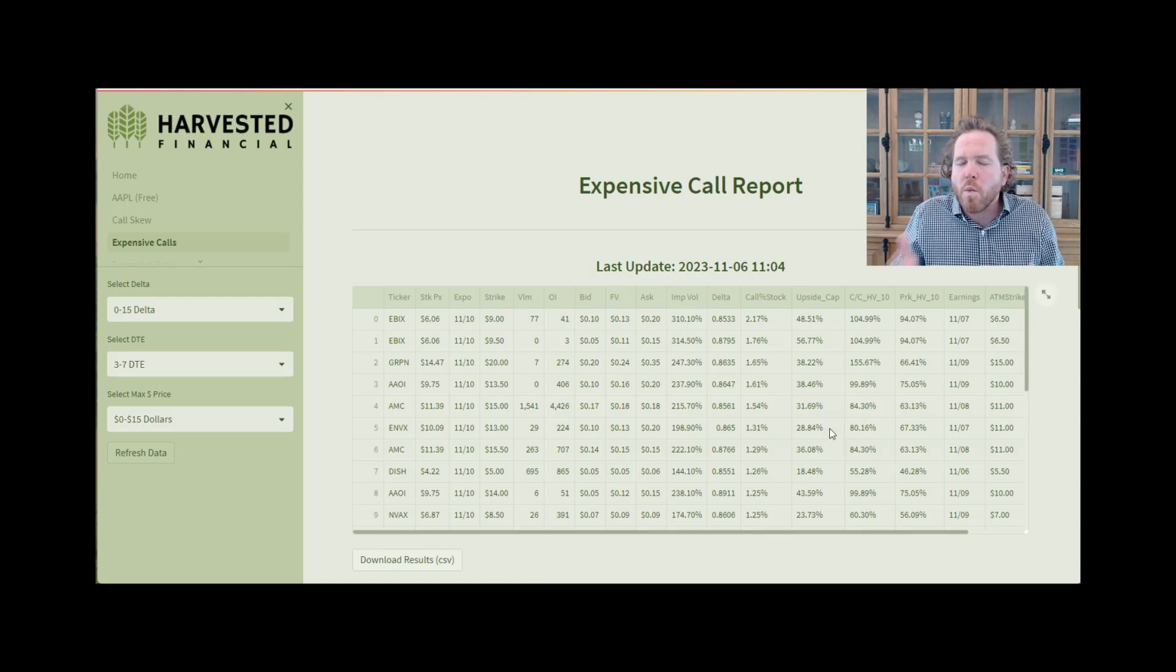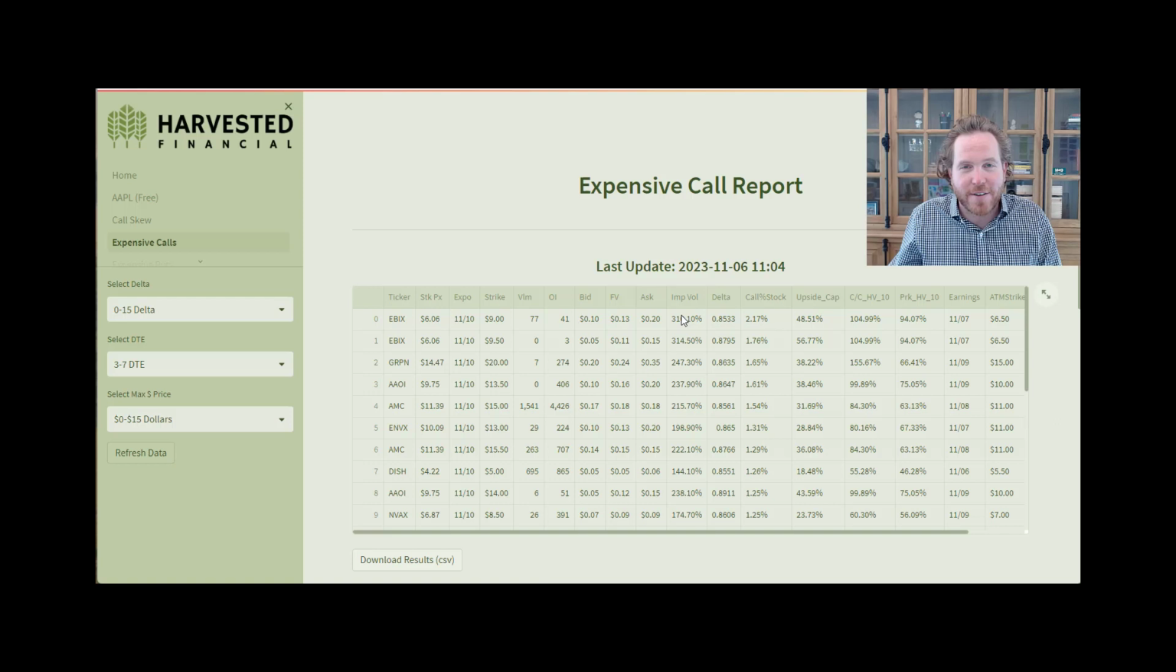So that's one way to question how expensive this call might be relative to where the stock's currently trading. We can also think about it in terms of volatility pricing. What's the implied volatility of that call, and then compare that to maybe the historical volatilities. So with an implied volatility of 310 for EBIX, that's enormous.